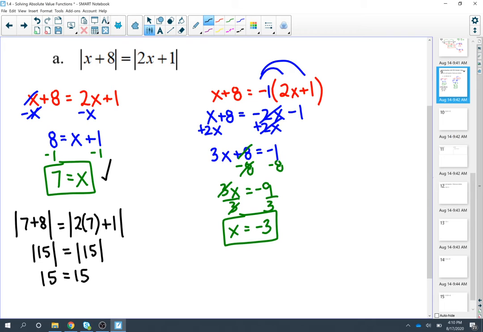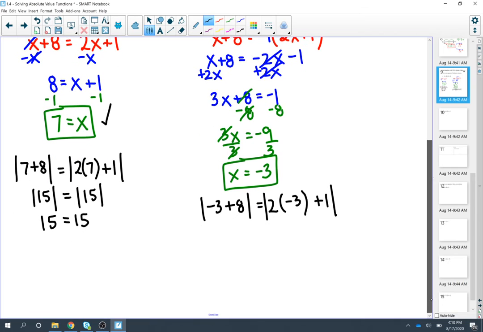Let's try the second one, negative 3. So we have the absolute value of negative 3 plus 8 equals, sorry, don't forget your absolute value bar, the absolute value of 2 times negative 3 plus 1. So negative 3 plus 8 is 5. And then negative 3 times 2 is negative 6 plus 1 is negative 5. The absolute value of 5 is 5. The absolute value of negative 5 is also 5. So our second solution works.